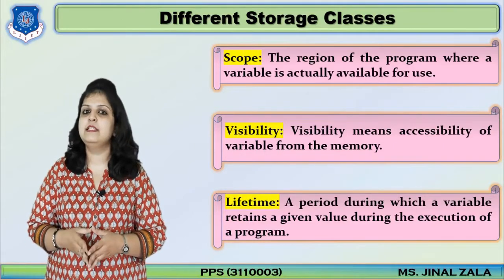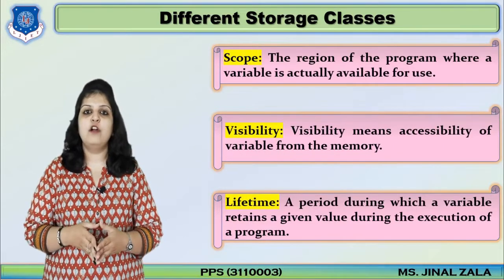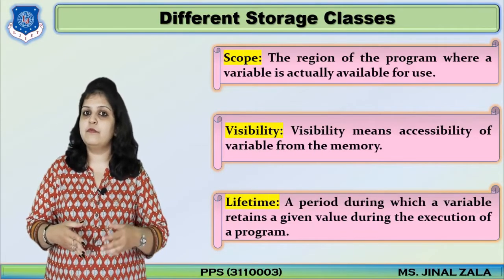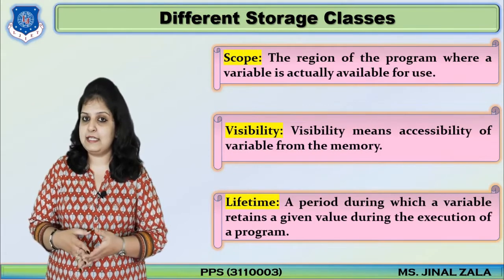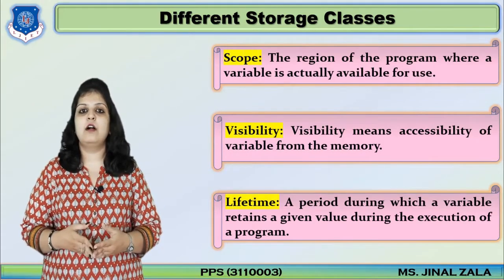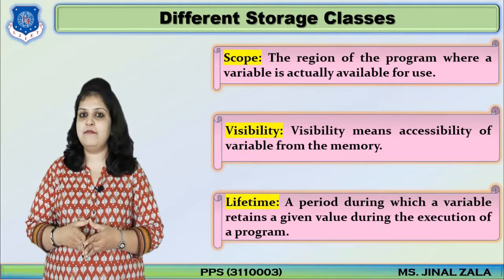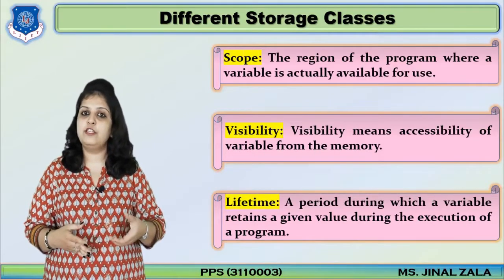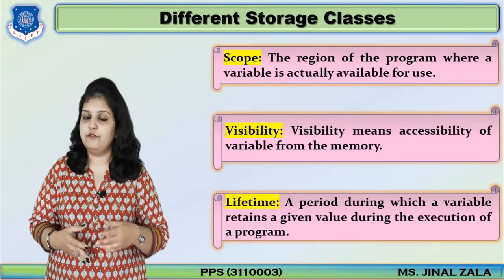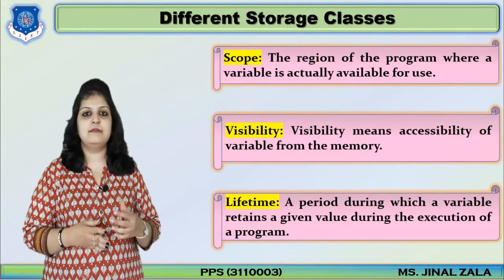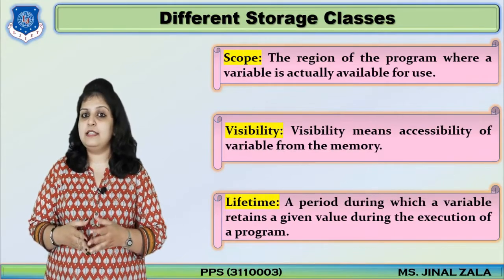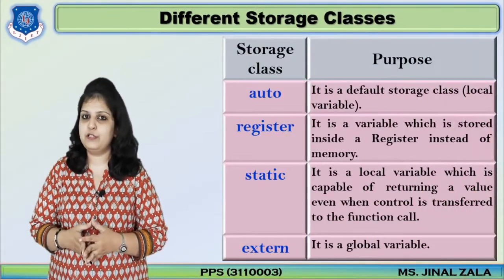Then next is visibility of a variable. What do you mean by visibility? It means from where in the program we can access our variable, that is called visibility. And lifetime of a variable means the period during which our variable is allowed to be used. So these three terms are important for the different storage classes. Now let's see the meaning of the different storage classes.